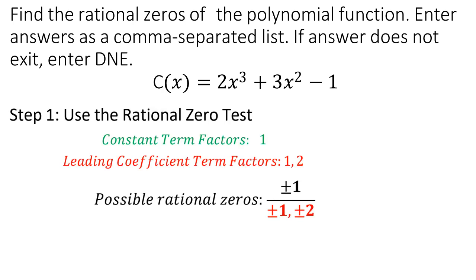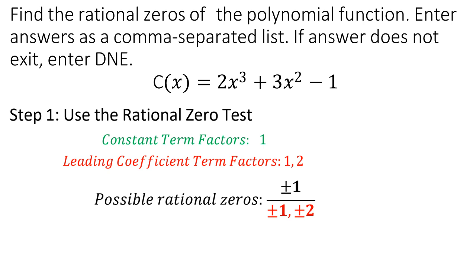So first, my constant term is 1. Again, I don't care that it's a negative. I'm going to be looking at all aspects of it, so I'm only interested in the value. Then the leading coefficient, the one in red, is 2, so the factors of 2 are 1 and 2. So again, the rational zero test is the constant's factors divided by the leading coefficient's factors.